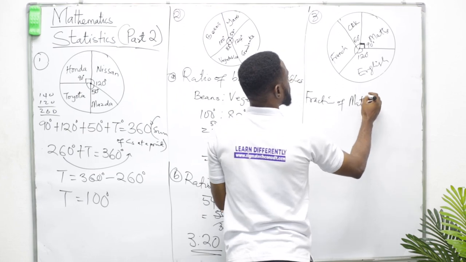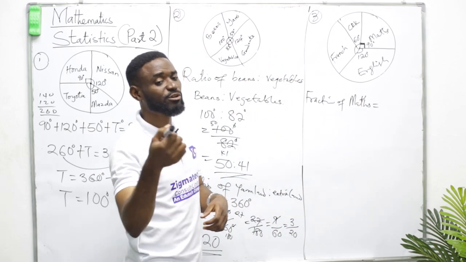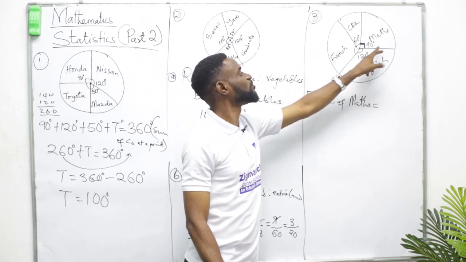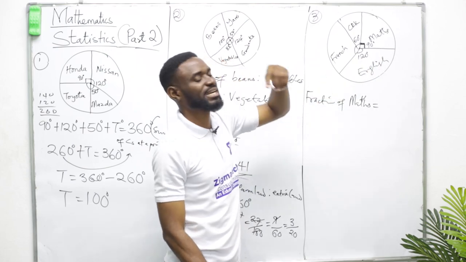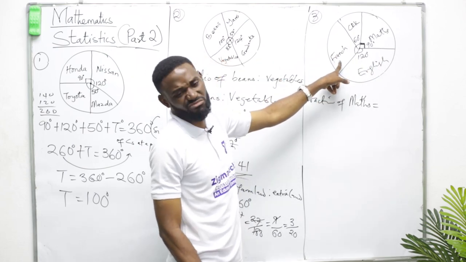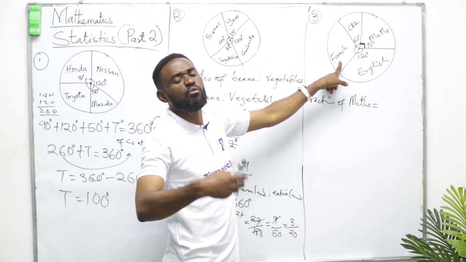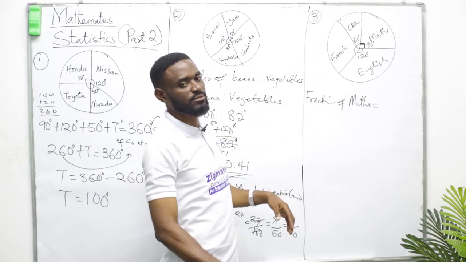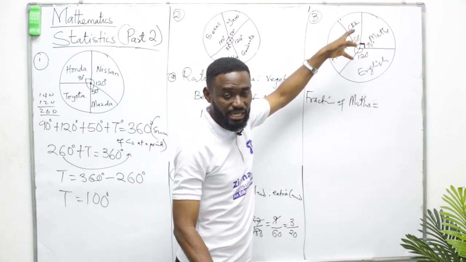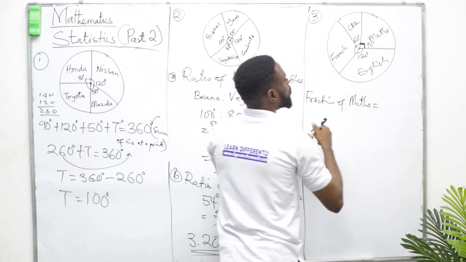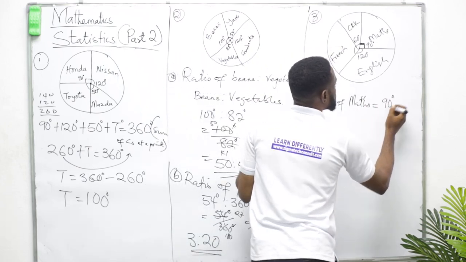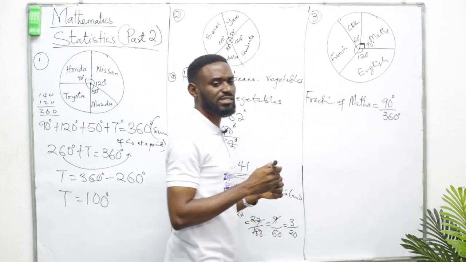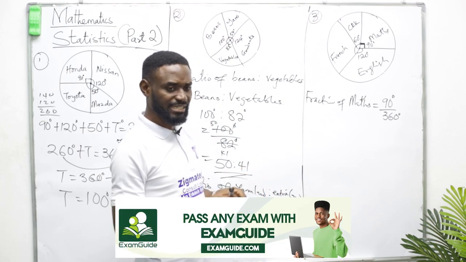is equal to, like I said, you will waste your time if you begin to look for this sector first, and you do 60 plus 90 plus 120, and subtract the answer from 360 to get this. That's not our concern. If they were asking us what is the angle for French teachers, then we would have done that. So we know that everything here is 360. So it is equal to 90 degrees divided by 360 degrees. Do you understand me now? Divided by 360 degrees. Okay?